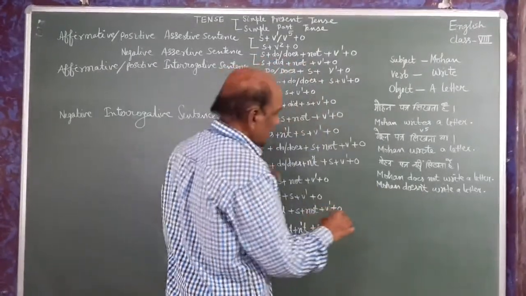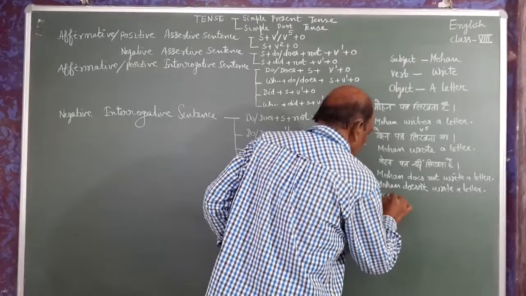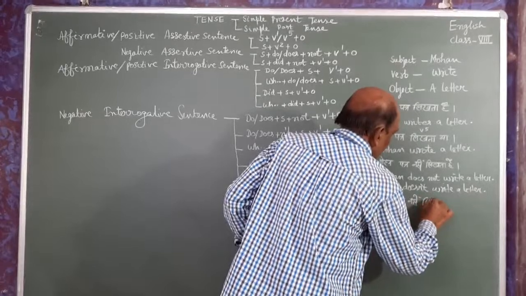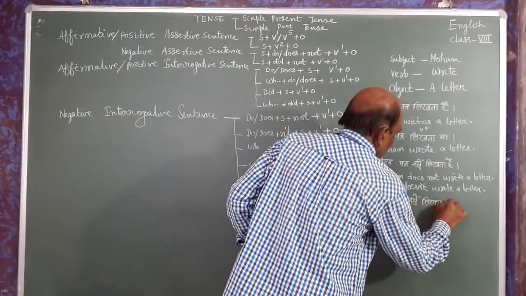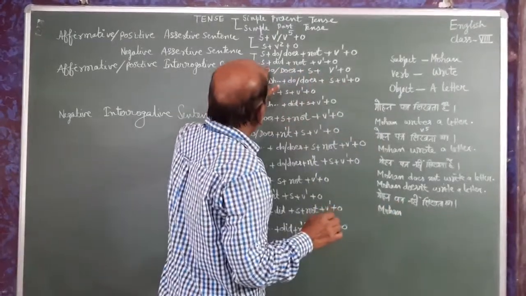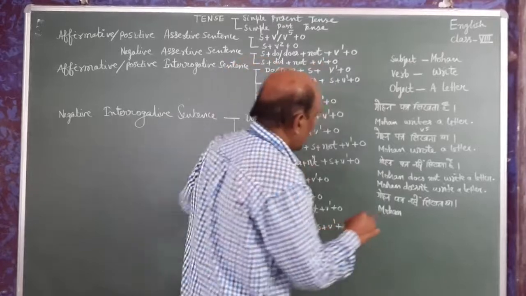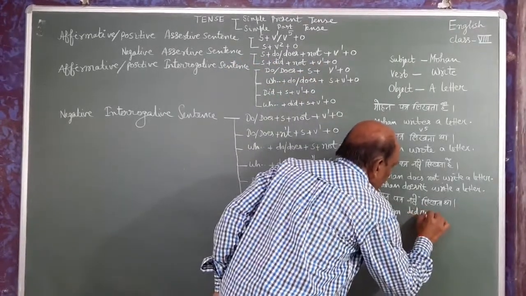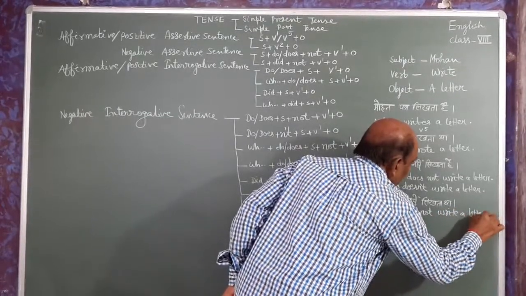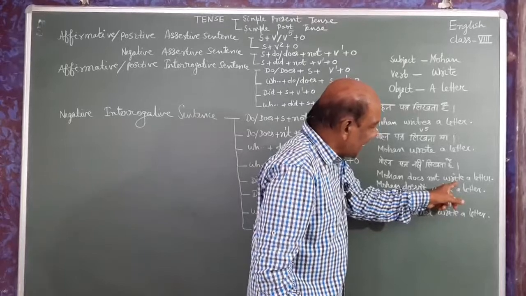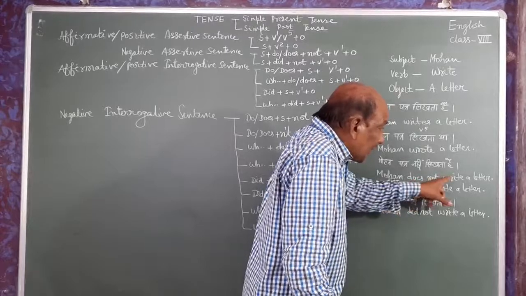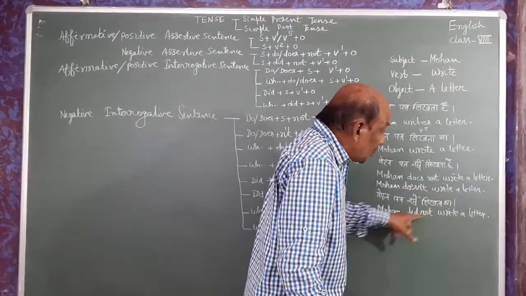Now in past tense, Mohan patra nahin likhta tha. Mohan, see here, did plus not plus V1. Mohan did not write a letter. See here, all we see write, always V1. Why V1? Because to do takes V1, to do takes V1.